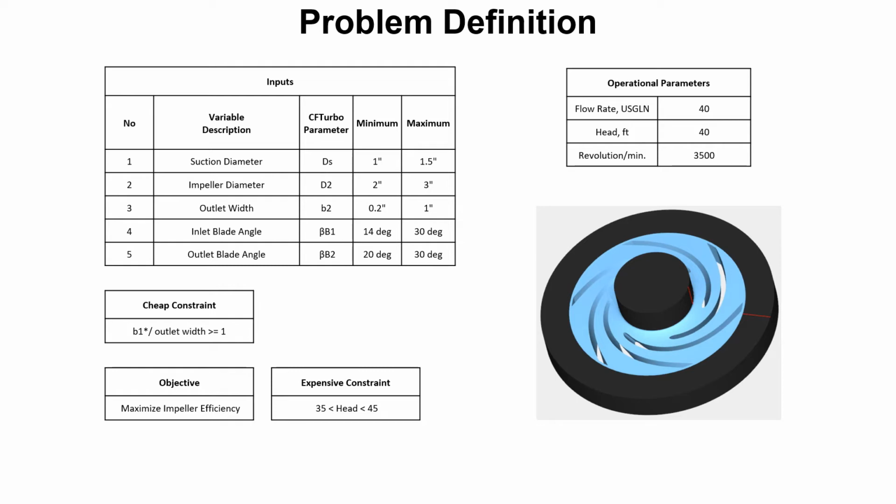The cheap constraint enforces a geometrical criterion, and it states the leading edge B-star distance must be greater than the outlet width. The objective is to maximize the impeller efficiency. We also have an expensive constraint that states the head value should be in the 35 to 45 feet range.